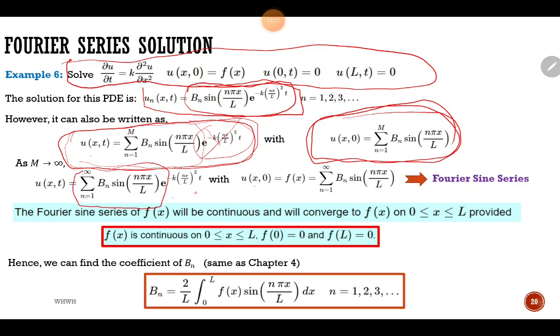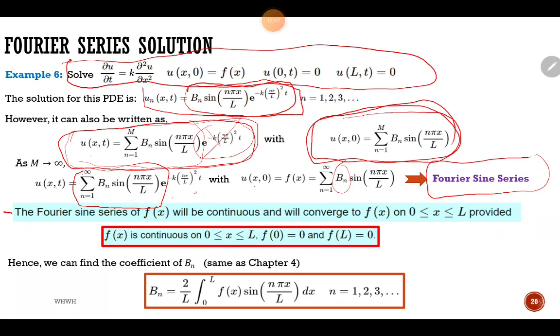Summation from n equals to 1 to infinity, bn sin n pi x over L ni, this is what we call as Fourier sine series, kan? Sin n pi x over L, remember? Okay, we have discussed this in chapter 4, okay, where our fx equals to this one. So to determine the bn, okay, what is bn?